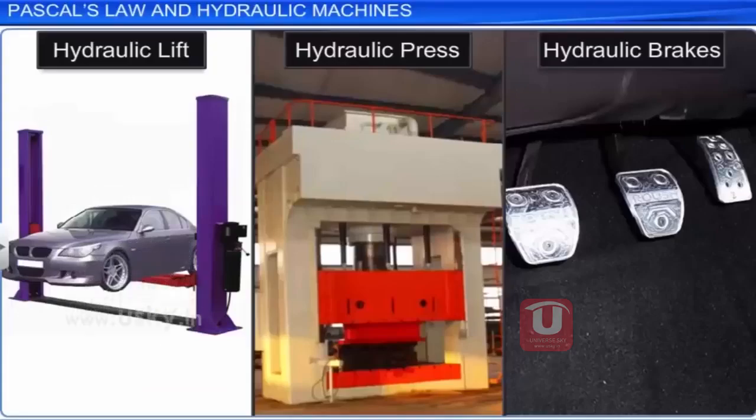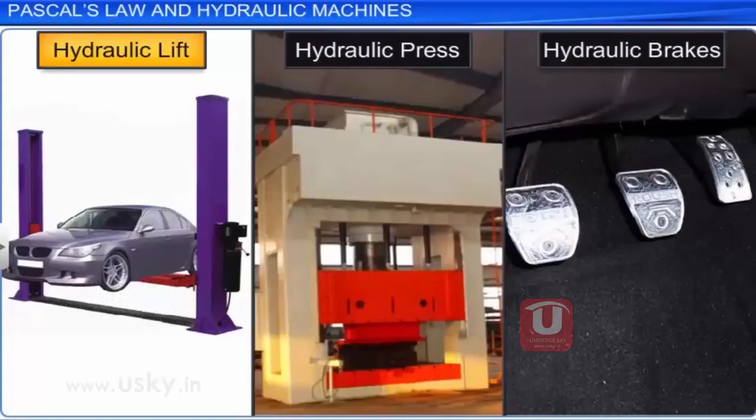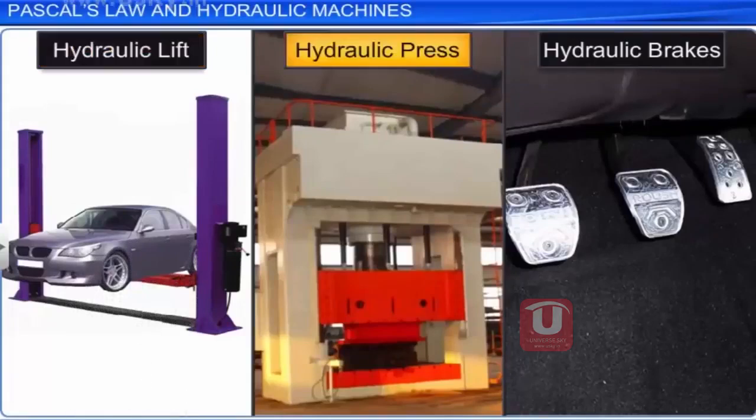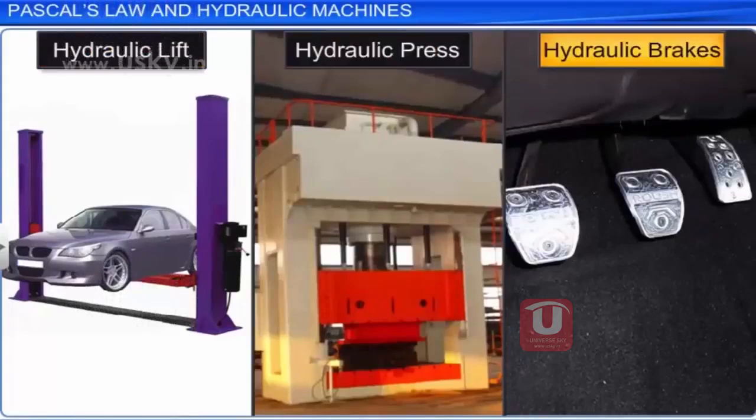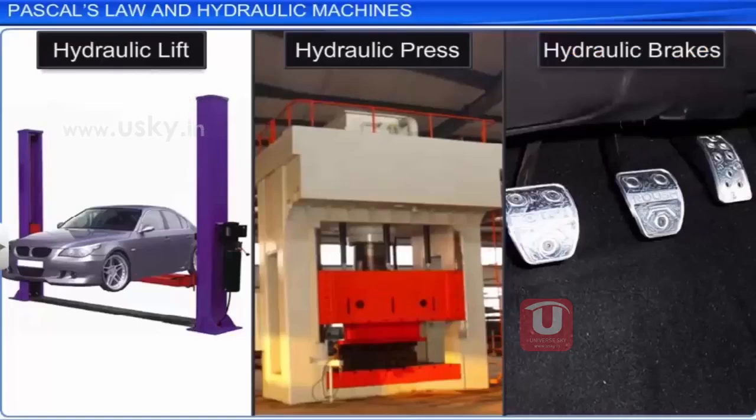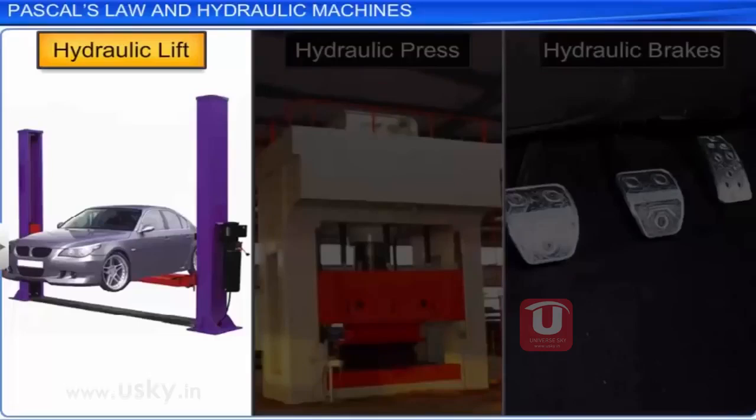A number of devices such as a hydraulic lift, hydraulic press and hydraulic brakes work according to this law. Let us look at each of them in detail. A hydraulic lift is used to lift or support heavy objects.